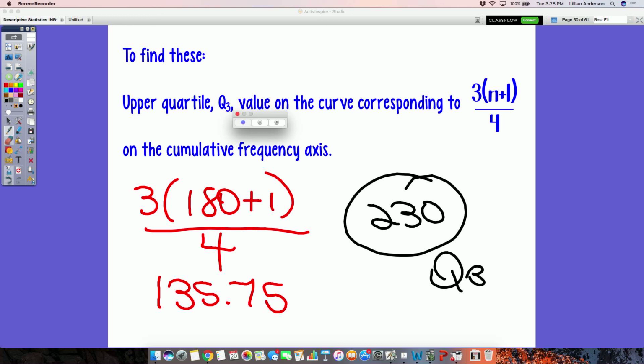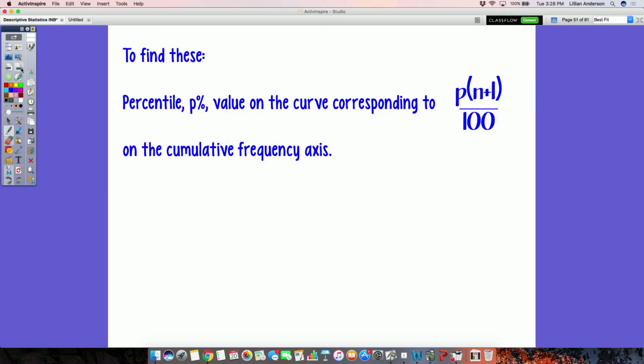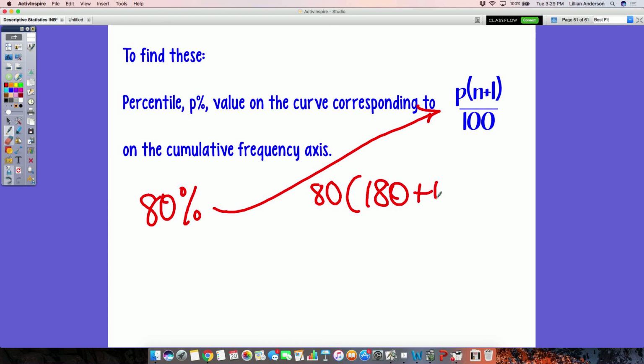All right, so percentiles are usually represented as p percent, some value, and correspond to the formula p times n plus 1 divided by 100 on the cumulative frequency axis. These are the types of questions where they'll ask, what is 80% of the people who parked their car was between this amount or something like that. Well, 80 would represent your p-value, and you would plug it into that formula: 80 times your total frequency plus 1, divided by 100. That value corresponds to the point on your cumulative frequency axis.